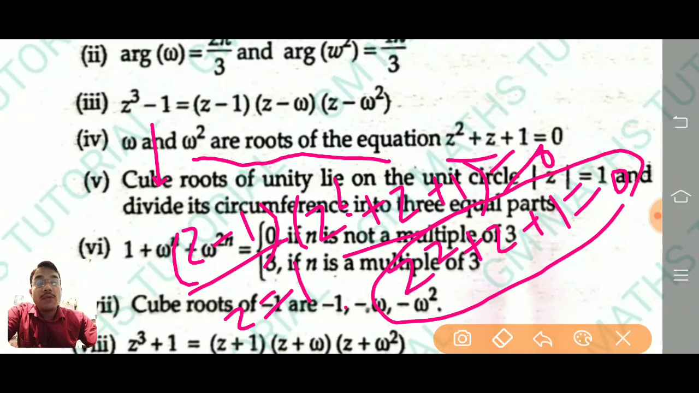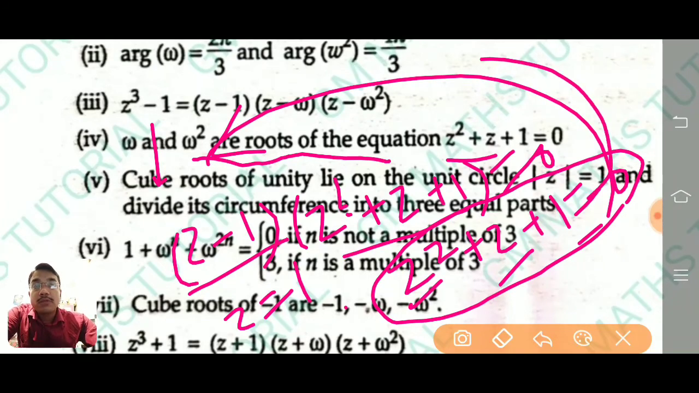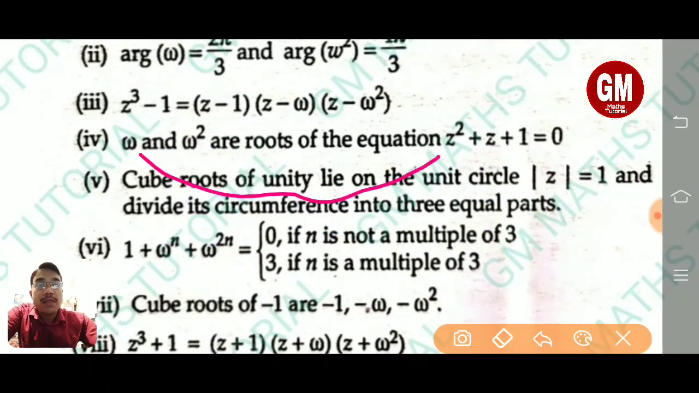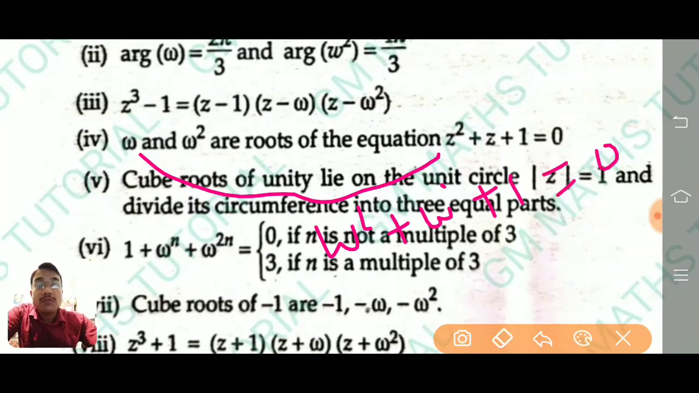And applying the Sridharacharya formula, we get omega and omega square, which are minus 1 by 2 plus i root 3 by 2 and minus 1 by 2 minus i root 3 upon 2. So we can say that z square plus z plus 1 is also satisfied by the values omega and omega square, because the roots come from this equation. Hence we get one new property: omega square plus omega plus 1 is equal to 0. This can also be verified using the value of omega.